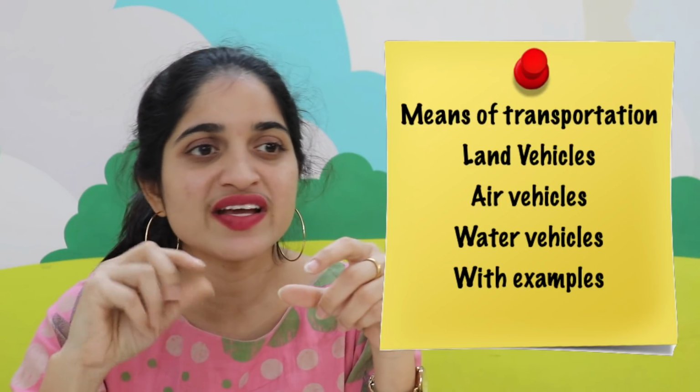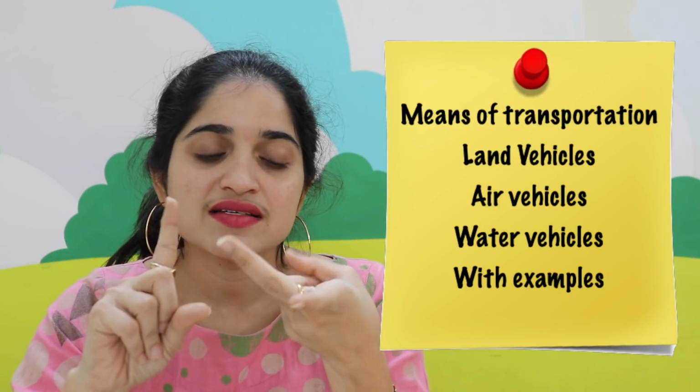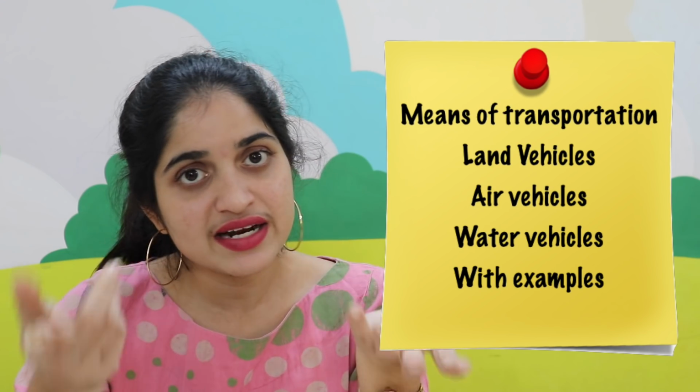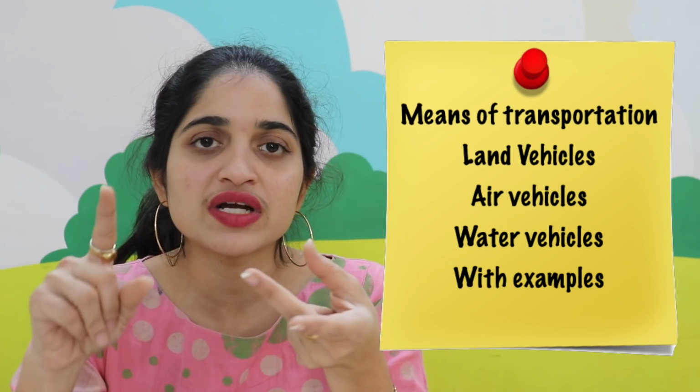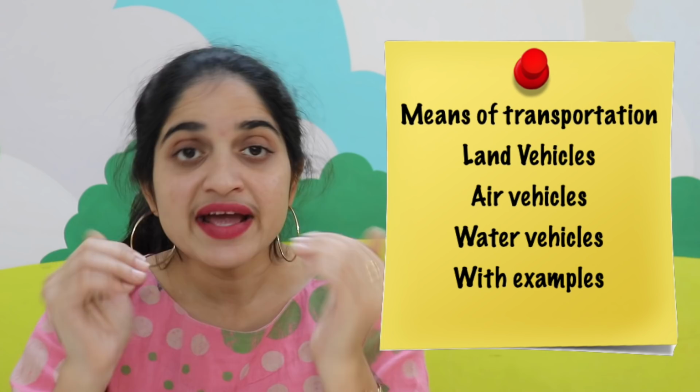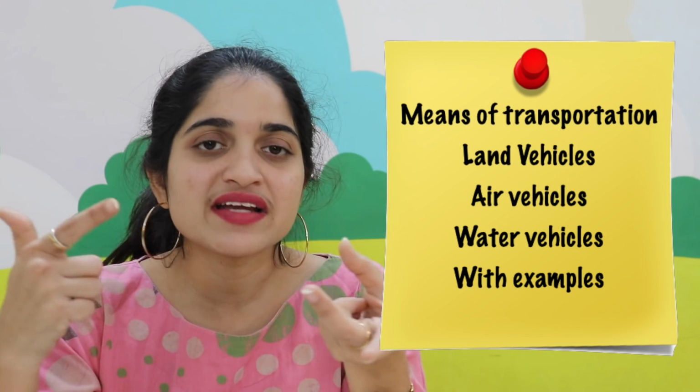For example, land vehicles are like bus, car, scooters, etc. And water vehicles are steamer, boat, ships, yacht. And air vehicles are helicopter, aeroplane, cargo flight.